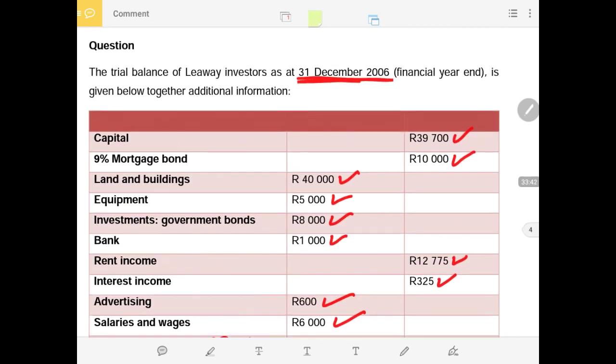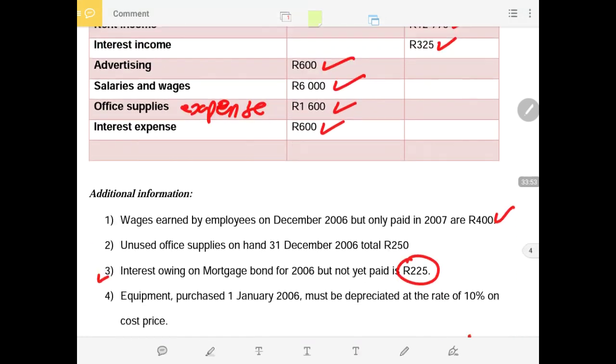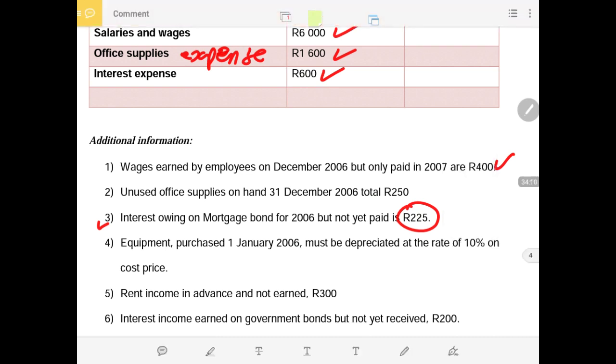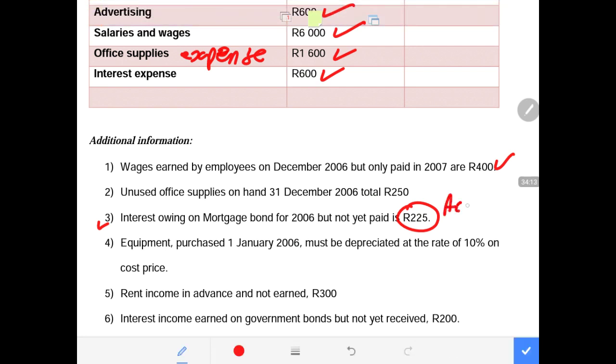Now let us look at how much this interest is. We have a 9% mortgage bond out of that 10,000. Let us now say, oh, they've already given us the amount, we don't have to be multiplying. I'm just used to the concept of multiplication now. So this amount was not yet paid and it was supposed to be paid. So if it was not yet paid but supposed to be paid, then this is what you call accrued expense. This is what you call accrued expense. So accrued interest, we know that is a liability.